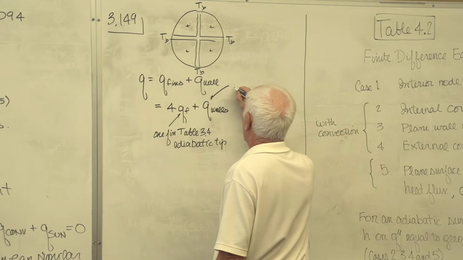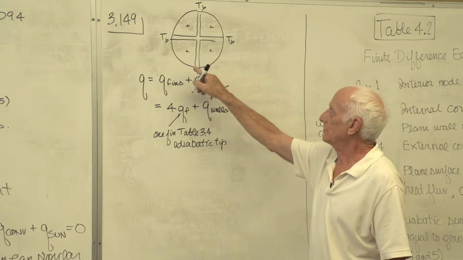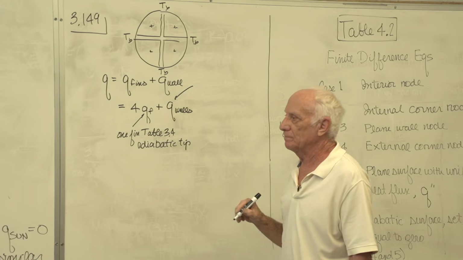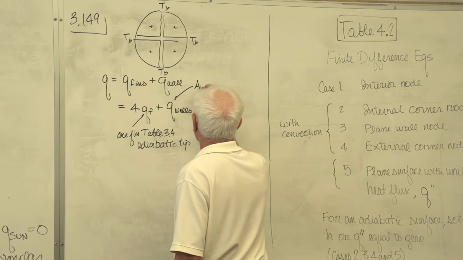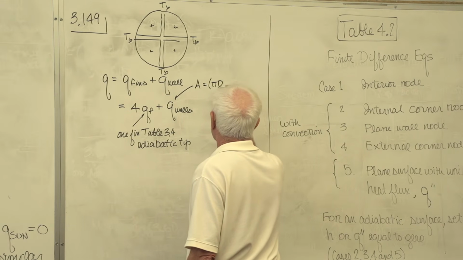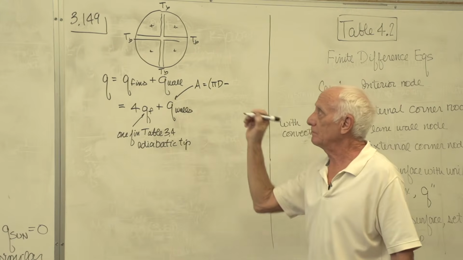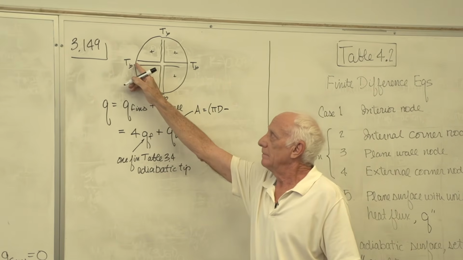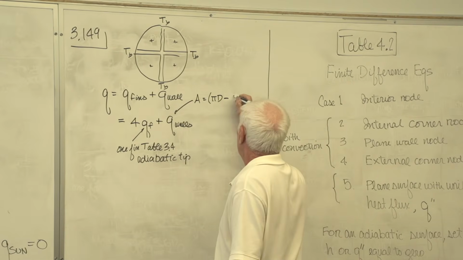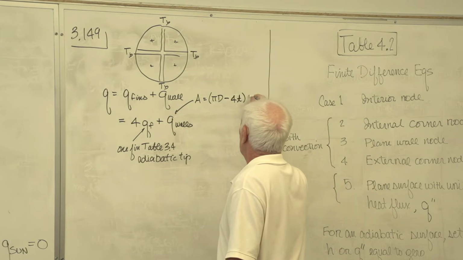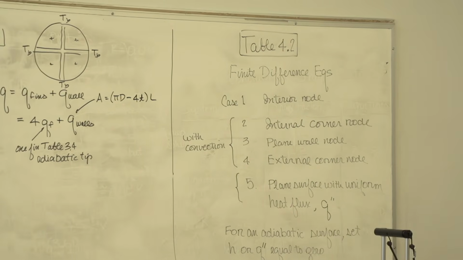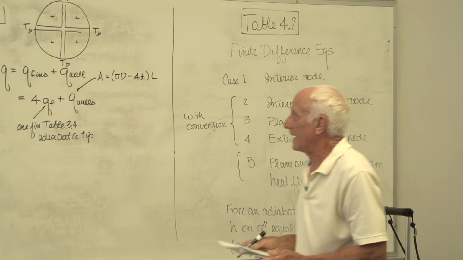Q from the walls. Okay, what's the total wall area? The circumference times the length. Circumference, pi d. But you have to subtract out 4 times t, because that's not bare wall. The fin's touching the wall there. Times the length, which is 1. We'll do it on a per meter basis. So that's how you get that.